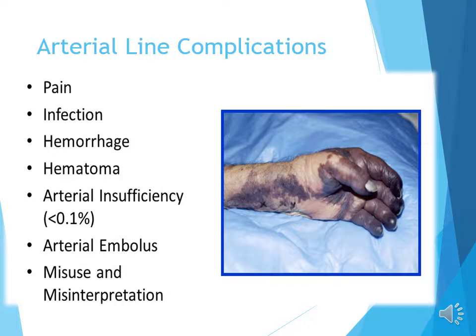Infection, the arterial line can get infected just like any other central line or an IV. Hemorrhage and hematoma. If you notice that you have kind of a bulging spot, there could be a hematoma there, or if the patient starts bleeding for any reason, you want to make sure you hold pressure immediately because it is an artery. Even though it's a small bore, it's still an artery.